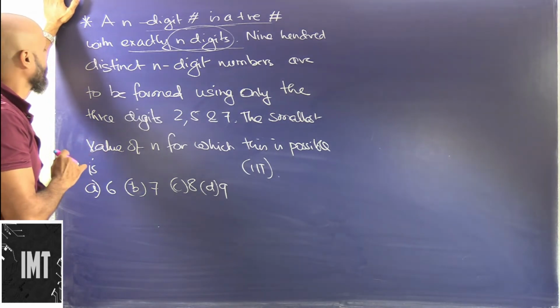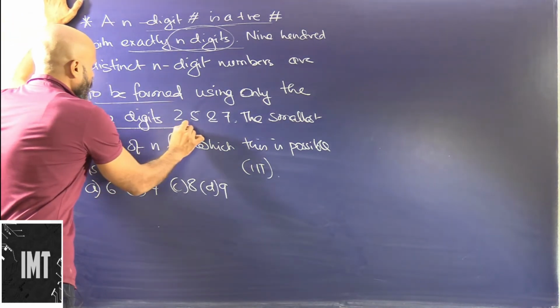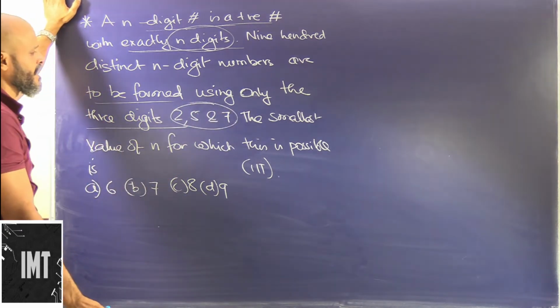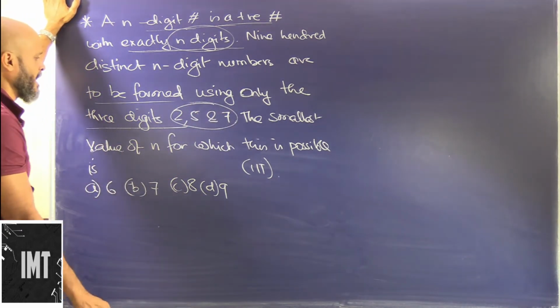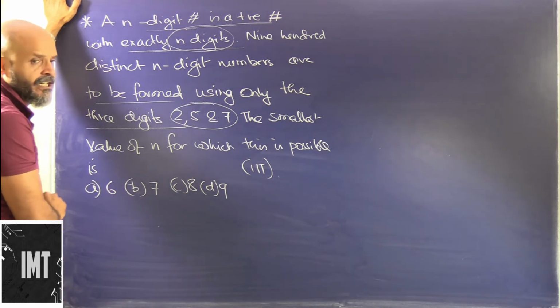900 distinct n digit numbers are to be formed using only the 3 digits, that is 2, 5 and 7. The smallest value of n for which this is possible is 6, 7, 8 or 9.